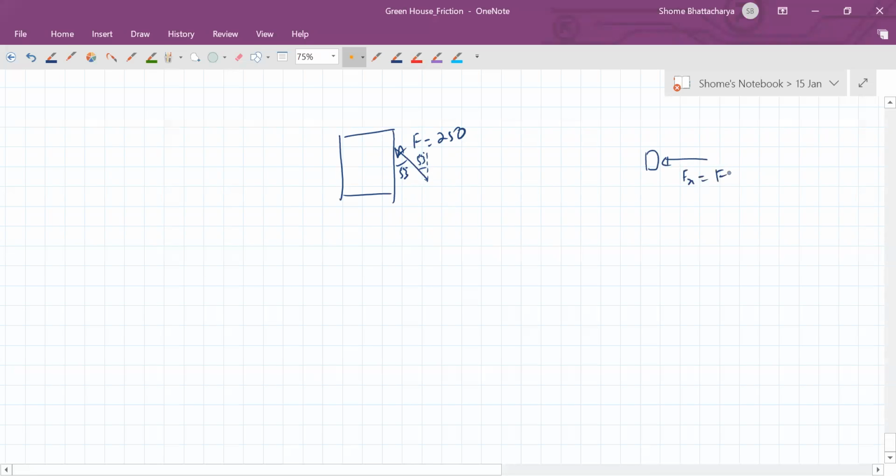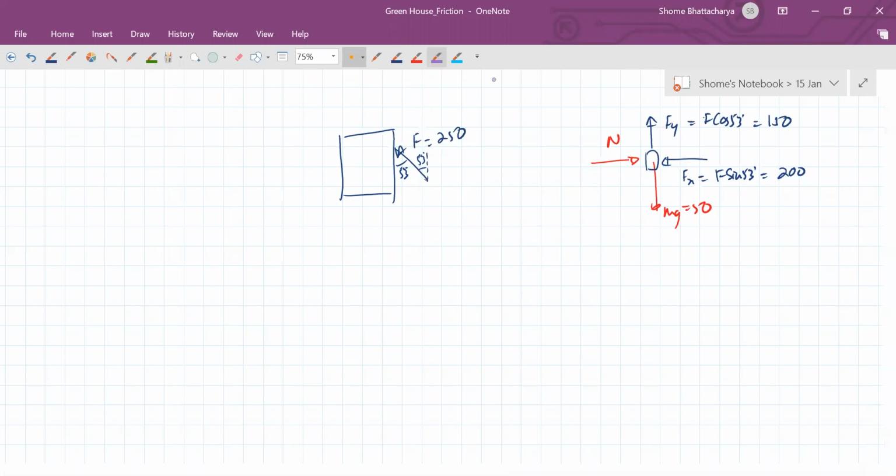F sine 53. So that's 200 newtons. Okay. And it has a y component of F cos 53. So that is 150 newtons. Okay. Then of course this has a weight of 50 newtons. Okay. So this develops a normal reaction.